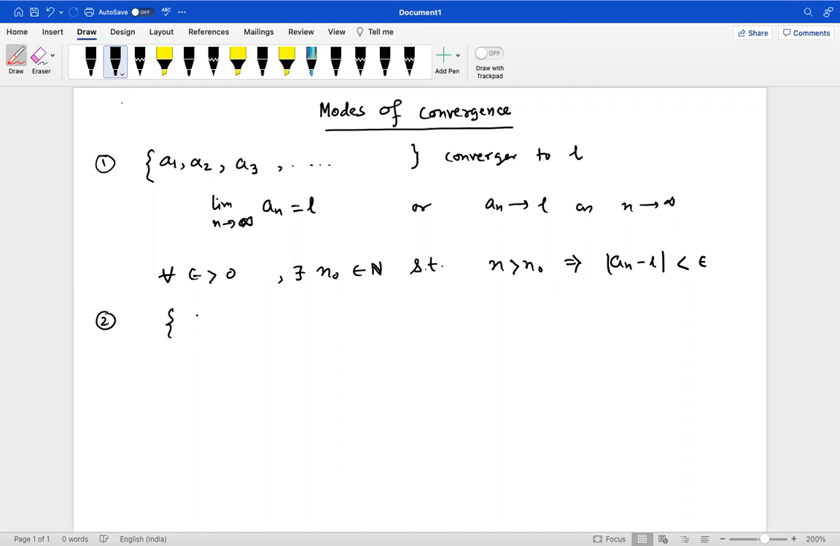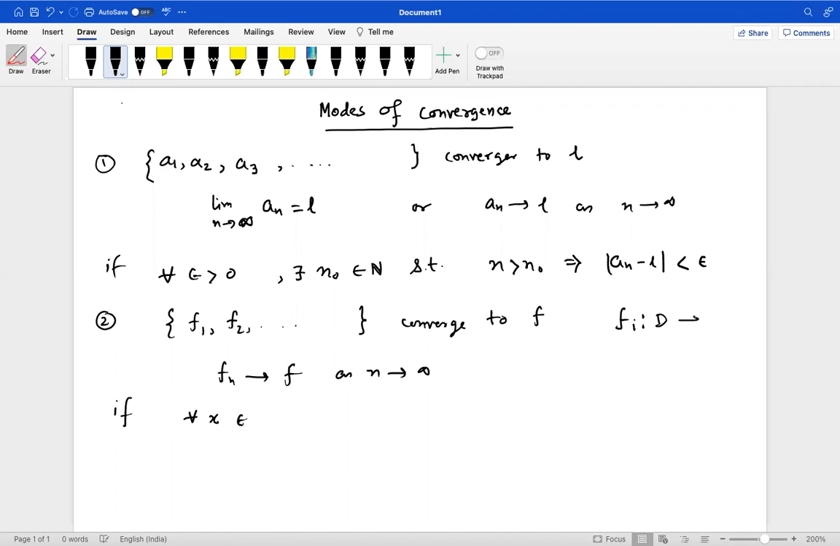Now next, if I have a sequence of functions, say f1, f2, functions on R, this converges to another function, say f. So we write that fn tends to f as n tends to infinity, or the limit as n tends to infinity of fn equals f, if, that is, they have a common domain, say D to R.